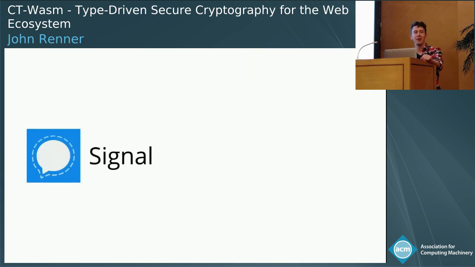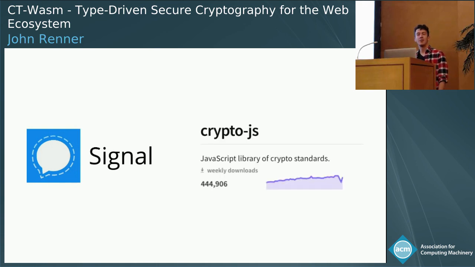Unfortunately, JavaScript cryptography is more popular than ever. Signal, the secure messaging application, uses a JavaScript crypto library for their desktop application, which is written in Electron. And Google's crypto library has over 400,000 downloads on NPM per week. So there's a lot of this code running around.